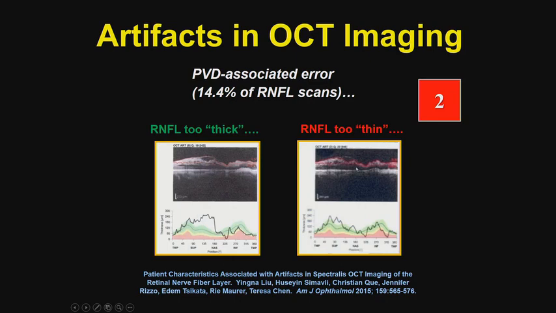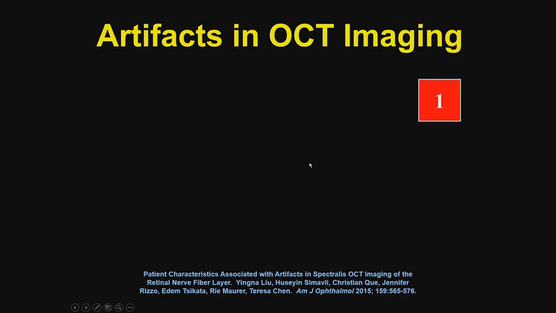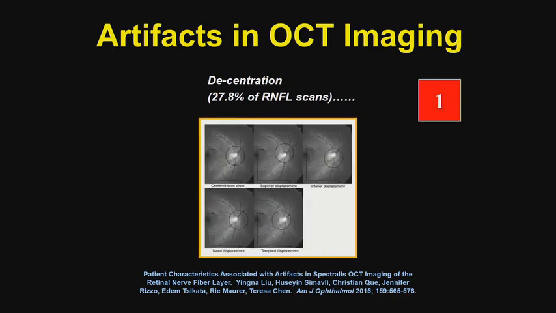It can be artifactually too thin, or sometimes it's just right, meaning the PVD does not affect the segmentation of the anterior or posterior RNFL, again, despite the presence of a PVD. So the number 1 artifact, which is not seen in all machines, but in the machines that need manual centration of the scan, you can have decentration artifacts, and it's very common. So why is this an issue?